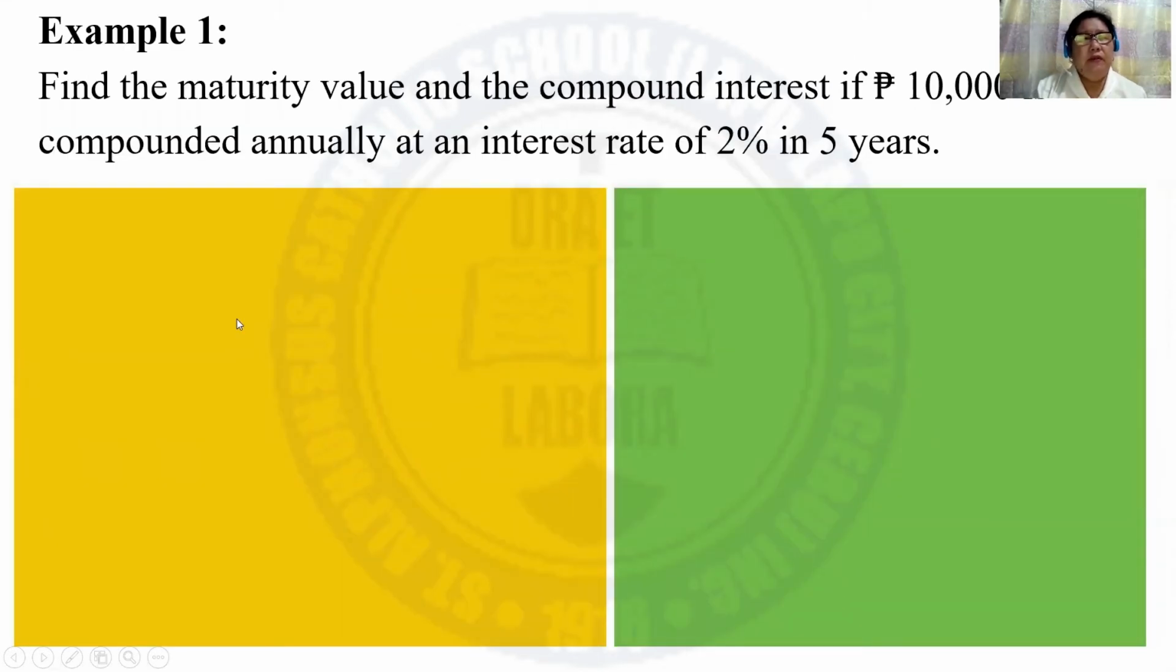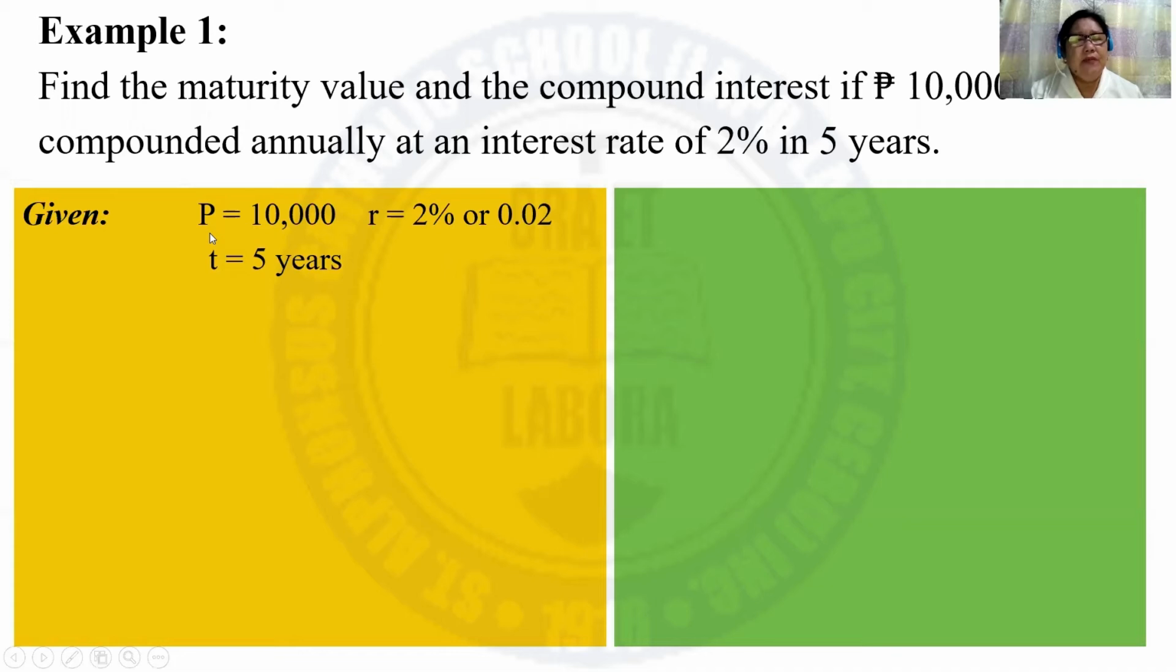Let us use now the formula in solving the problem. The first example is find the maturity value and the compound interest if 10,000 pesos is compounded annually at an interest rate of 2% in 5 years. Let us have the given first. For the principal, that is 10,000. The rate is 2%, equivalent to 0.02. And T is 5 years.